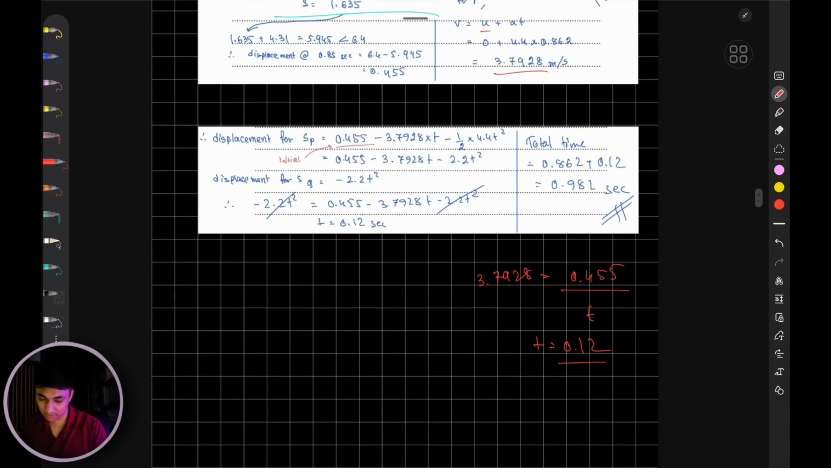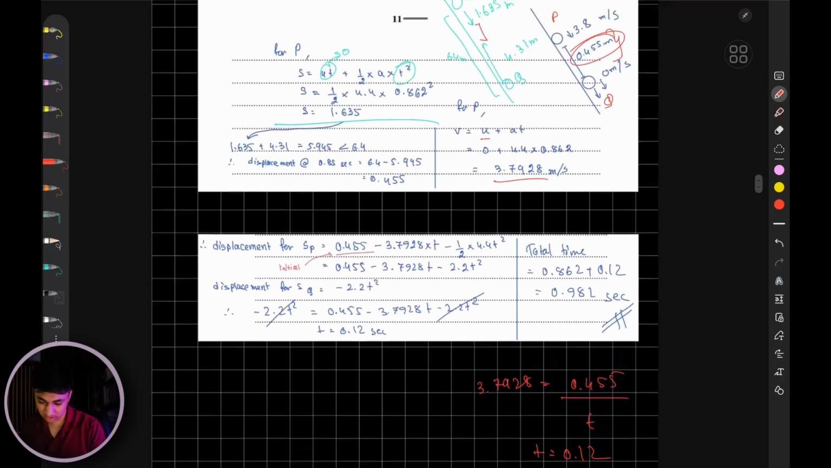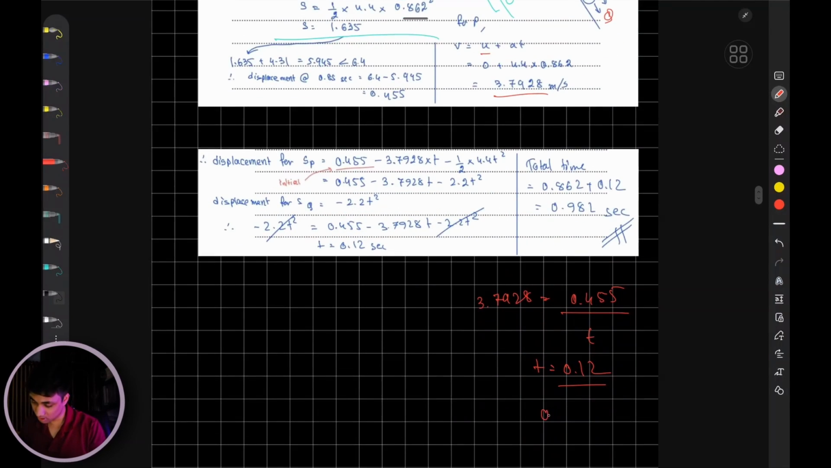Therefore, 0.862 plus 0.12, it's going to be 0.982 seconds. This is going to be your total time after which both the particles come in contact.